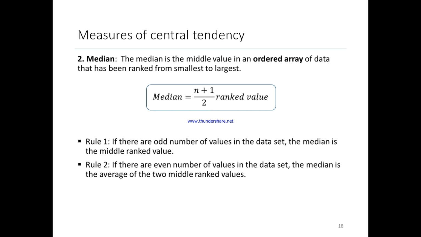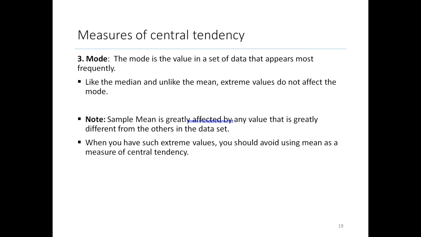median value, right? If you have, let's say, 6 data points, 6 plus 1 is 7, and 7 divided by 2 is 3.5. In that case, you have to take the values in the third position and the fourth position, then take the mean value as the median.